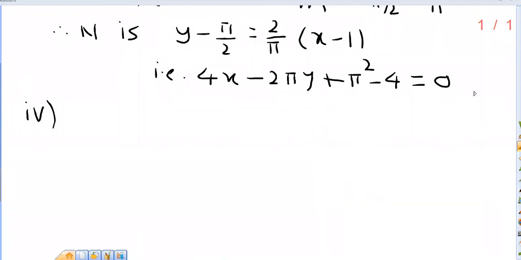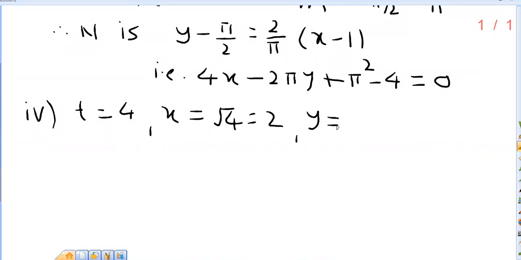No. Archit, keep log 4 as it is. Okay, so we start with t equal to 4. Now when t equals 4, tell me what is x. X is root 4, that is 2. And what is y? Y is nothing but 4 minus 1 upon root 4, that is 4 minus half, which is nothing but 7 upon 2. Okay.